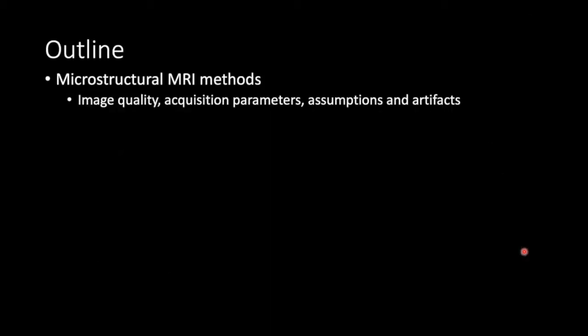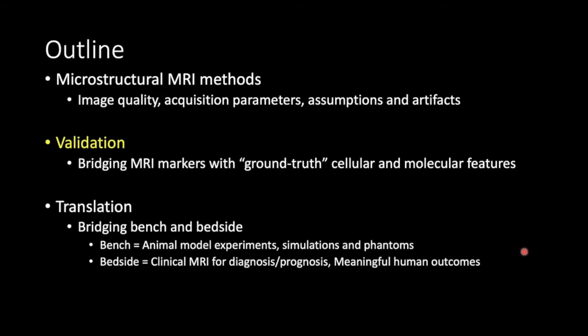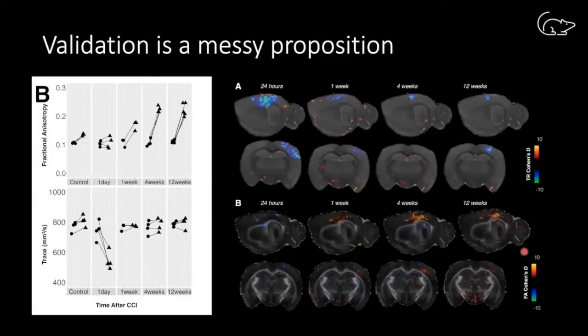Okay, so that was a whirlwind tour of some of the methods that we use and some of the things that we're interested in, just on the imaging science part. I'll now talk about validation and then finish up with translation. So validation, to me, is a really messy thing to try to do. It's very necessary to bridge what we're able to measure with what is happening at the cellular scale.